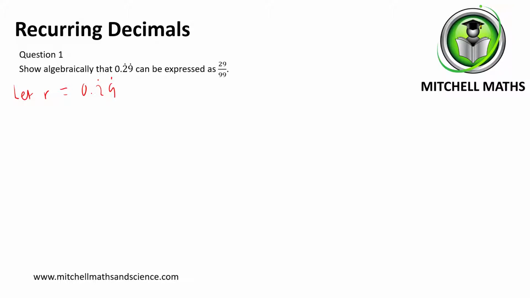First thing we're going to do is times R by 100. So if we times both sides by 100, we get 100R equals 29.29 recurring. And if we want to get rid of this 29 recurring, we can take R off 100R. So if I take off R from both sides, I'll get 99R equals 29.